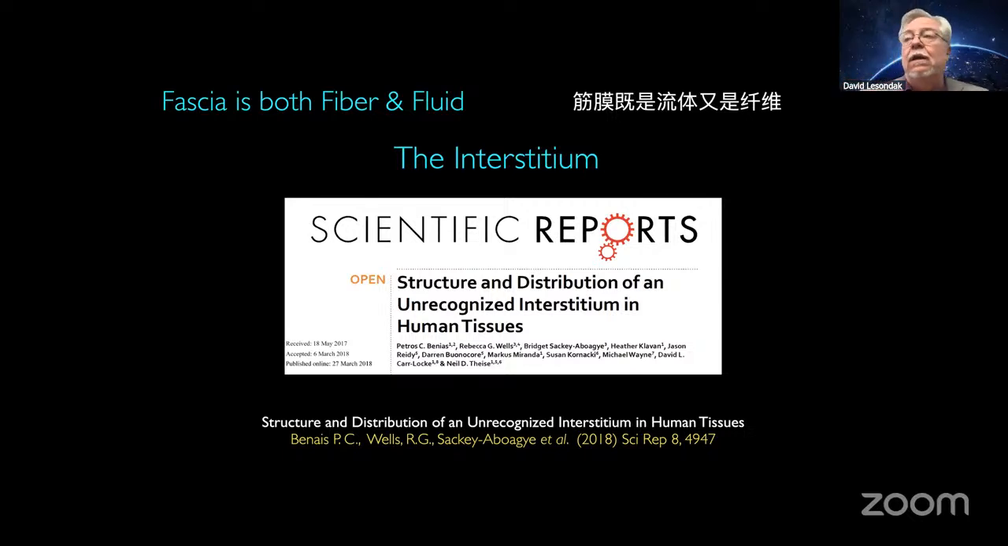So in 2018, this bombshell dropped in the science world about the interstitium. And you see the name of the paper there, structure and distribution of an unrecognized interstitium in in-betweenness in human tissues. Now, in the media in my country, in the US, this became science finds new organ. Now, nowhere in any of the literature did it say science found a new organ. That is not there. It talked about this interstitium, this different pathway through the body, right?